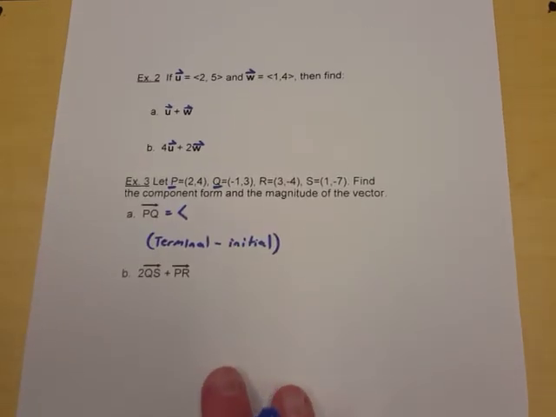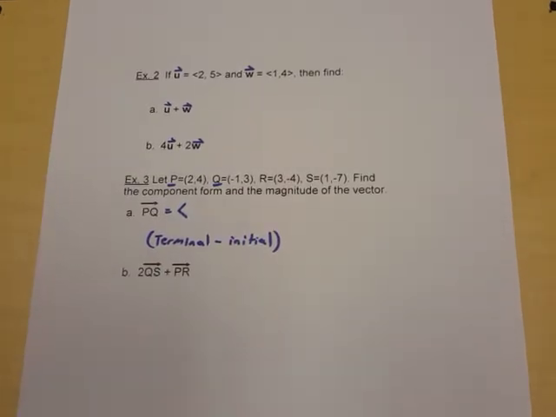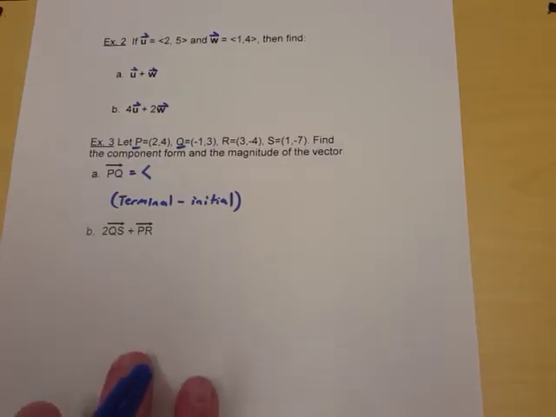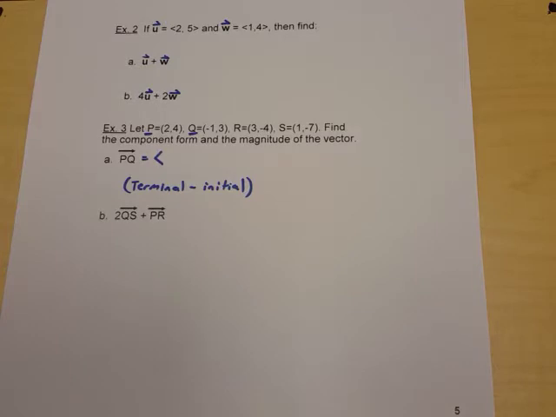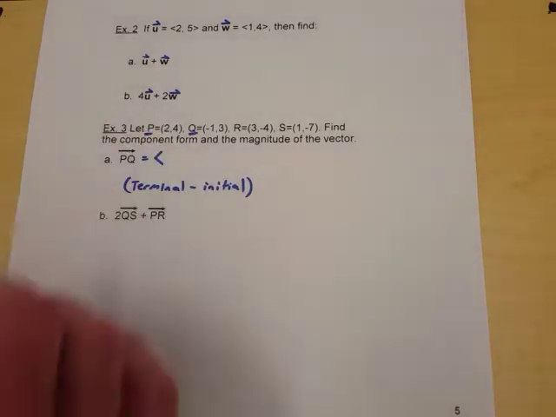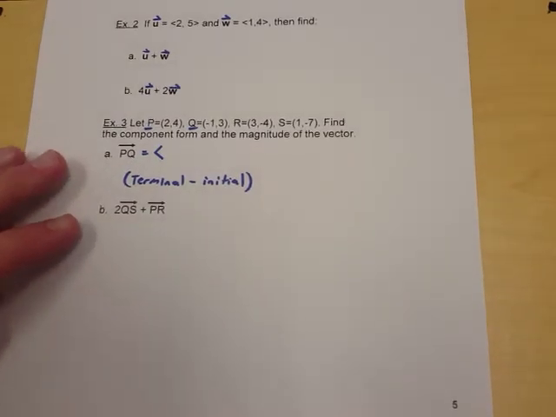Now we're going to start some operations with vectors, just using the component form and putting the numbers together. This will be pretty straightforward. It will be really just adding, subtracting, multiplying, distributing, that kind of thing. But we start with example 2. We'll do both these examples in this video.